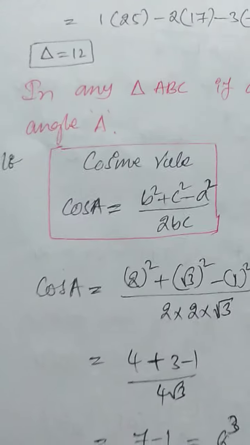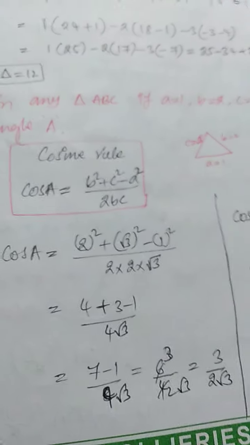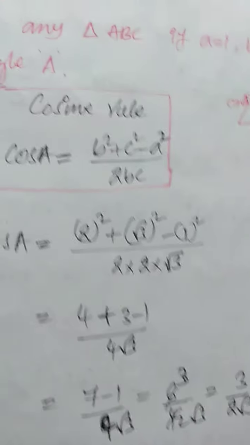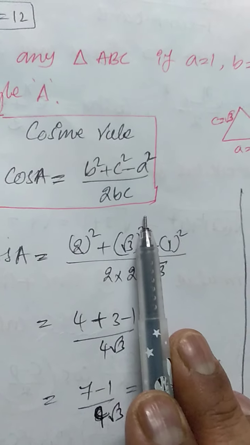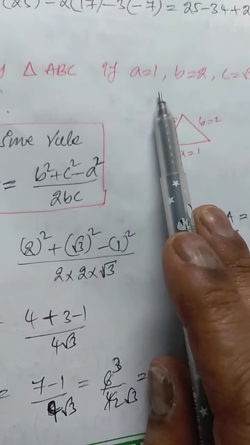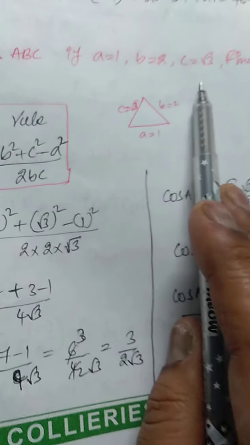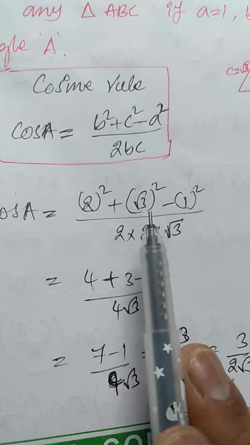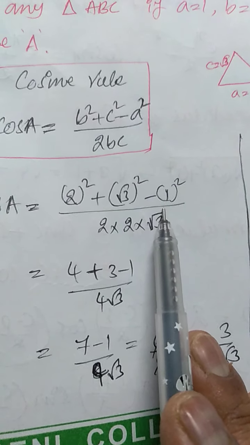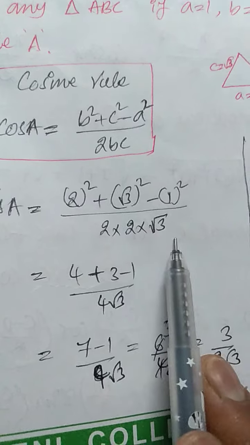Find angle A by using the cosine rule. The cosine rule is cos A is equal to b square plus c square minus a square divided by 2bc. Here the given values are a is equal to 1, b is equal to 2, c is equal to root 3. Substituting in this formula, we get cos A is equal to 2 square plus root 3 whole square minus 1 square divided by 2 into 2 into root 3.